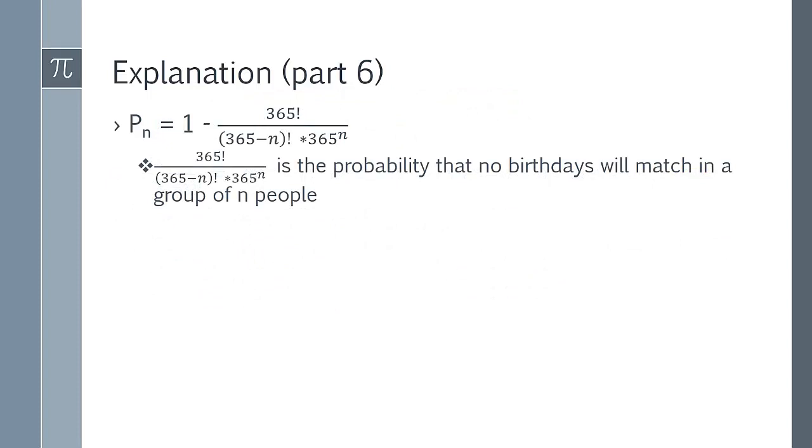All we have to do now is combine all the equations that we've been working on. So we get P of n equals 1 minus 365 factorial over the factorial of 365 minus n, multiplied by 365 to the power of n. And this will be the general formula for solving the birthday problem.